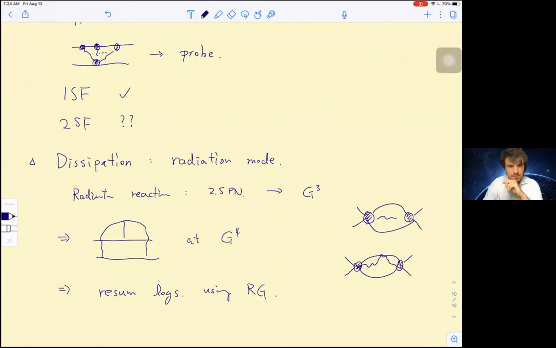Okay, I see there is a raised hand by Martinez. Go ahead.